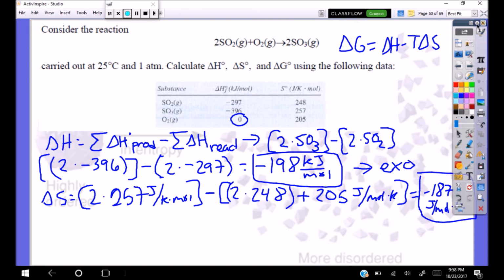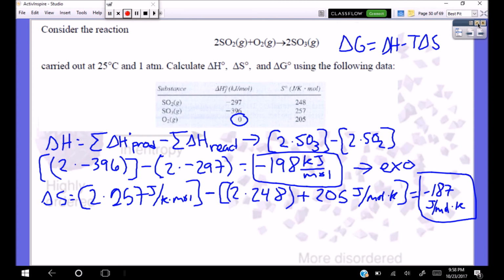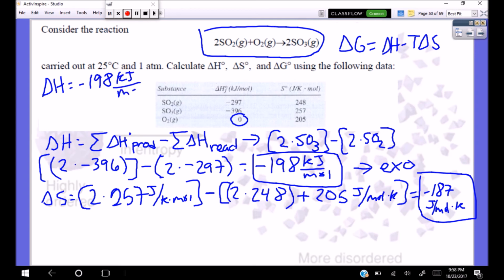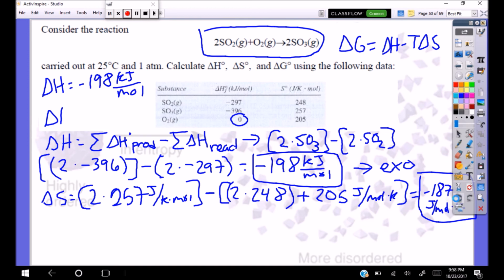All right, evaluate that real quick. Does that number tell us that we are creating order or disorder? We are creating order. You can also check that by looking here. It's a synthesis reaction that is also creating order. All right, so we've got so far delta H is equal to negative 198 kilojoules per mole. Delta S is equal to negative 187 joules per mole K. And we're told that we're at 25 degrees Celsius, which means we're really at 298 K.